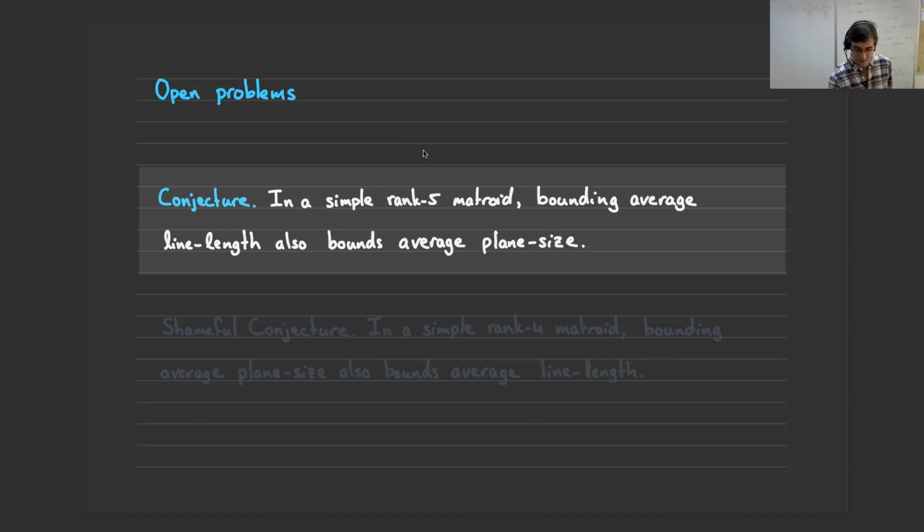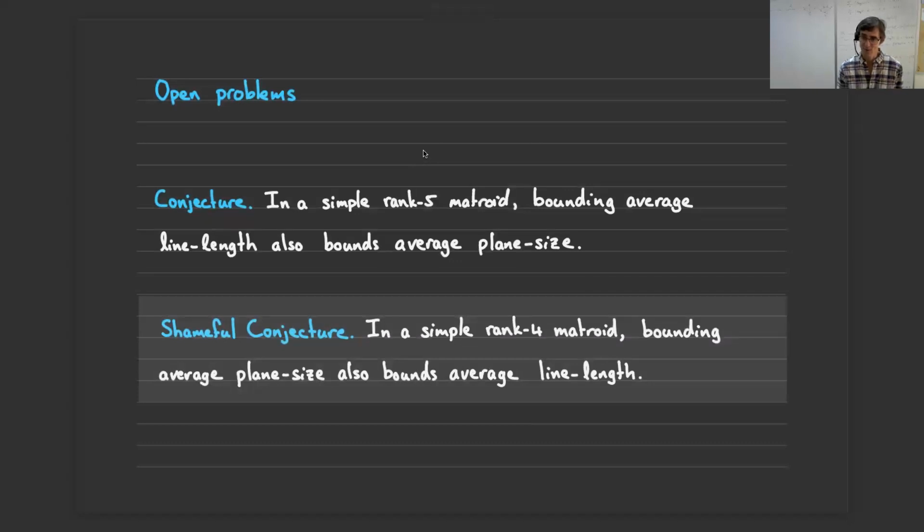And when I showed this conjecture to Rutger, he asked a really natural question. What about the converse? If I bound average plane size, do I also bound average line length? And it looks like it's just got to be true. So if I take a simple matroid of rank at least 4, and I tell you that all the planes have size at most 10, surely all the lines have at most 1 million. So if the average plane size is at most 10, surely the average line size has to be at most 1 million. It just looks like it has to be true. But I can't prove it.